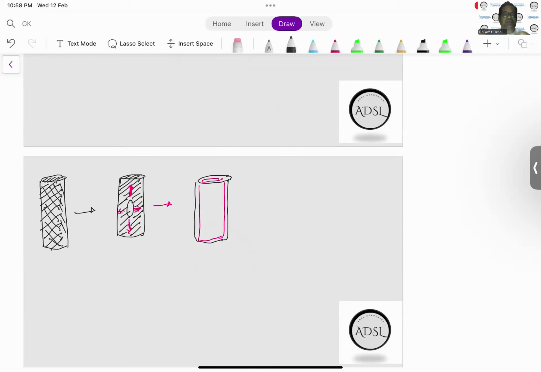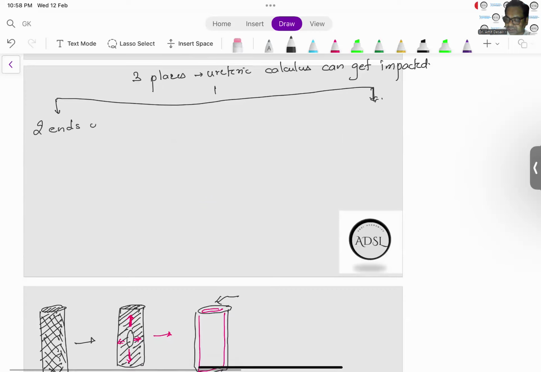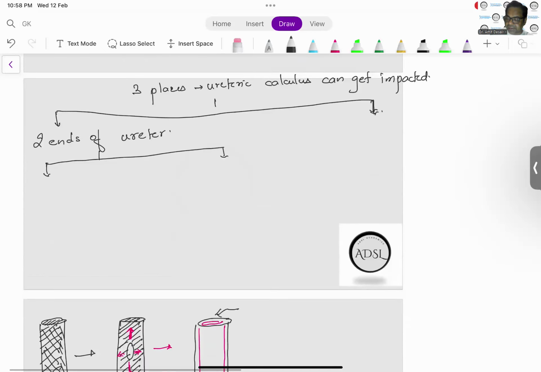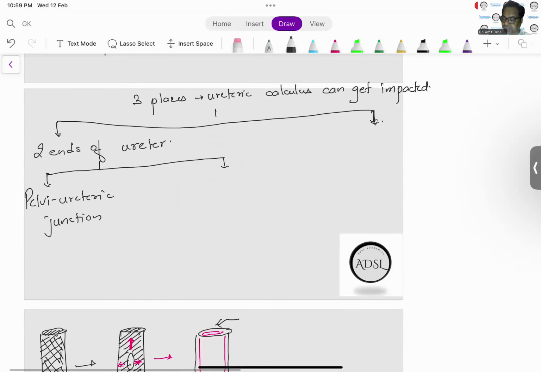Now remember, the cavity appears initially in the middle and it extends to both directions. That is why the two ends of the ureter are the ones which get canalized the last, and these are the areas which are likely to be slightly narrow. Which are the two ends of the ureter? So one, of course, is at the renal pelvis, that is the pelviureteric junction. And the other is its junction with the urinary bladder, that is the intramural portion, or better still, let us call it the vesico-ureteric junction.